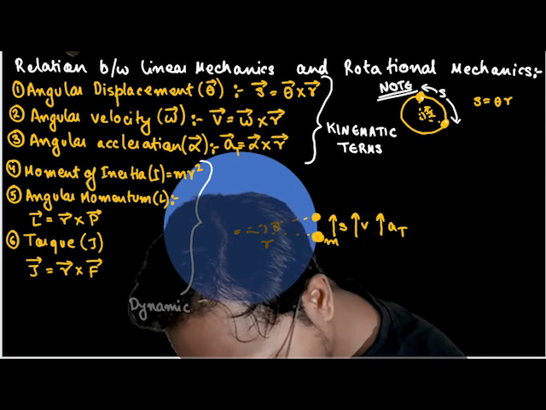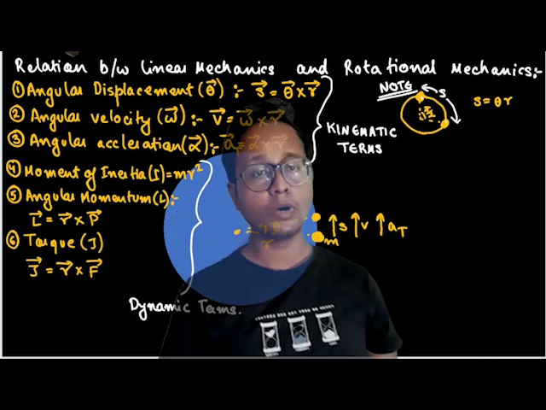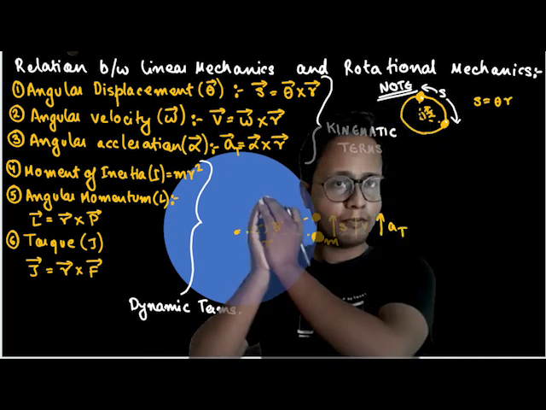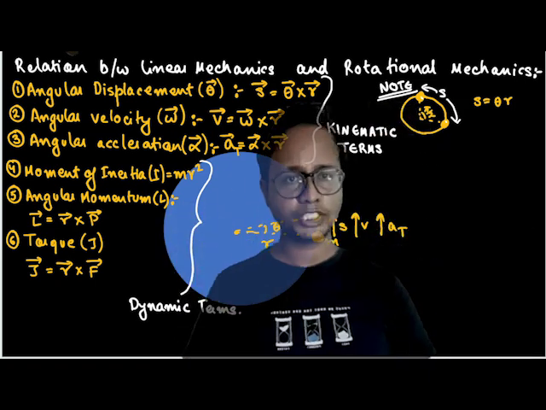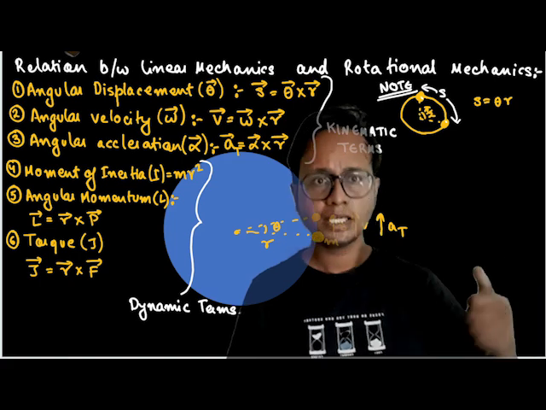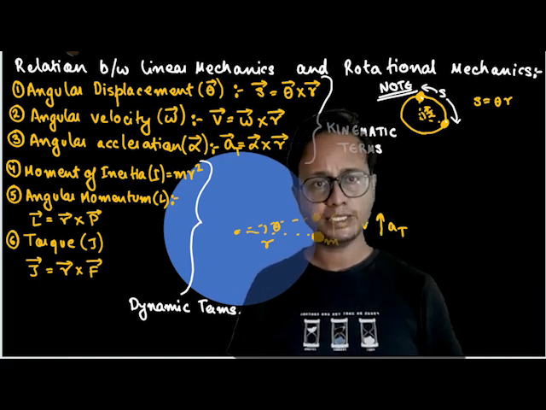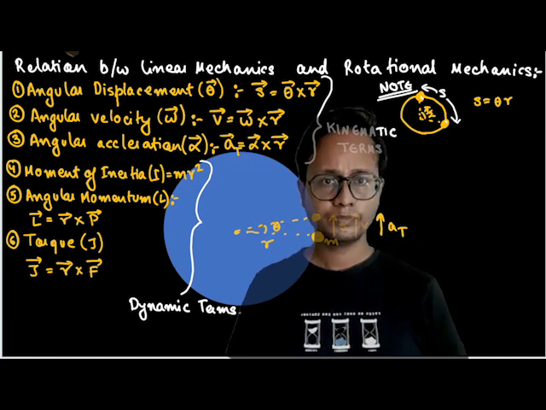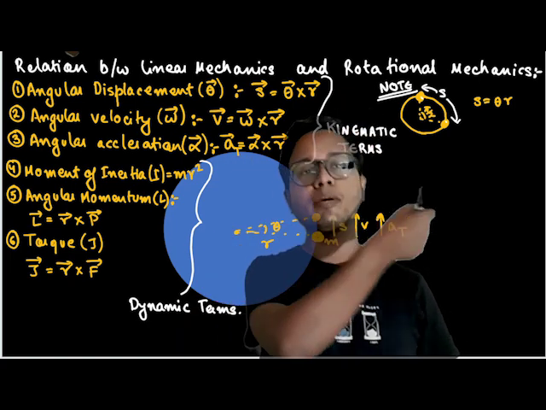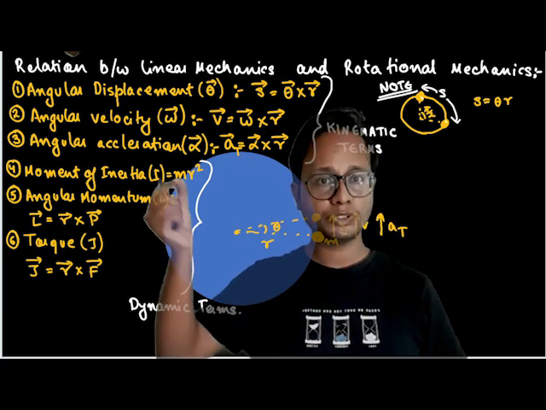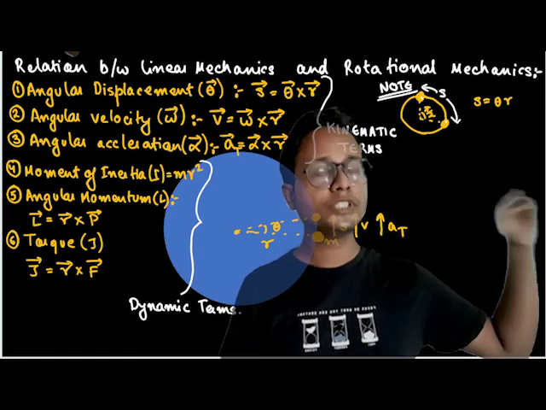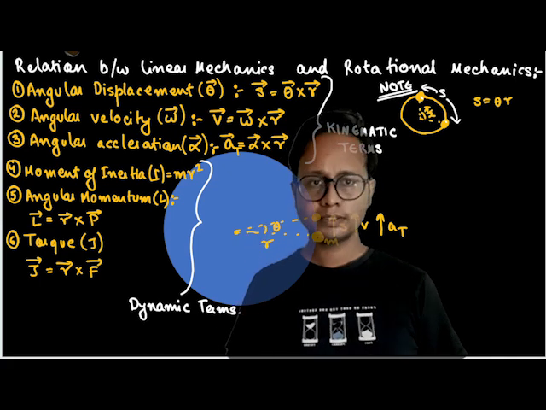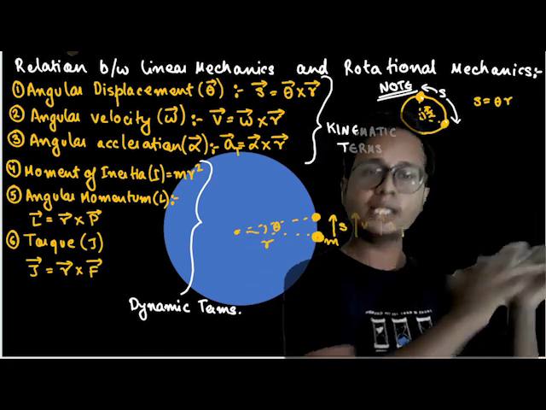Now what are the 2 things that I said out here? Whatever formulas are valid for linear mechanics, the same equivalent formulas are valid for rotational mechanics. If velocity is equal to dx by dt, out here angular velocity would be equal to d theta by dt. If acceleration is equal to dv by dt, out here angular acceleration would be d omega by dt. If momentum is equal to m into v, out here angular momentum is equal to I into omega. If force is equal to mass into acceleration, out here torque would be equal to moment of inertia into angular acceleration. So whatever formulas are valid out there, the same formulas are valid out here.